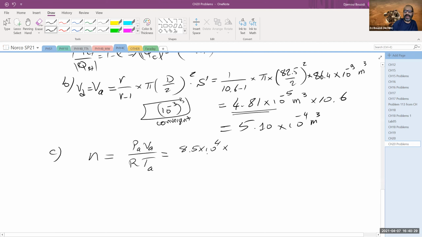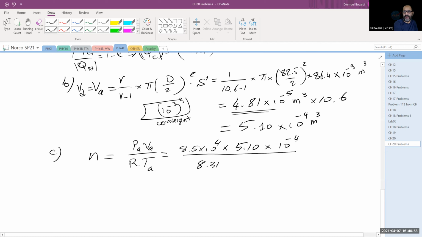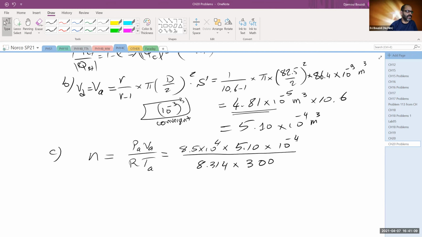The reason I'm using everything in the metric system is that I'm going to use all the units in the metric system. The size of the cylinder was given to us in millimeters, but we're converting everything to meters. So this is the volume in point A, which is 5.1 times 10 to the negative 4 cubic meters. So everything is in SI. So this is in joules, divided by R, which is 8.314 joules per Kelvin per mole. And the temperature is 300 Kelvin. So everything is going to be fine, and we'll get a number of moles at the end.